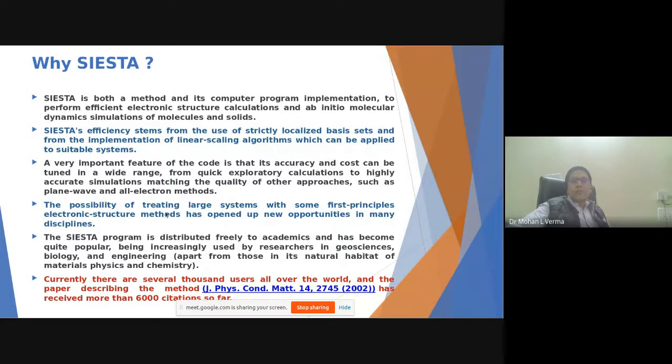The possibility of treating large systems with first principle electronic structure methods has opened up new opportunities in many disciplines. The Siesta program is distributed free of cost and has become quite popular, with increasing use by researchers, especially geoscientists, biologists and engineering students. Currently there are several thousand users all over the world adopting this method.